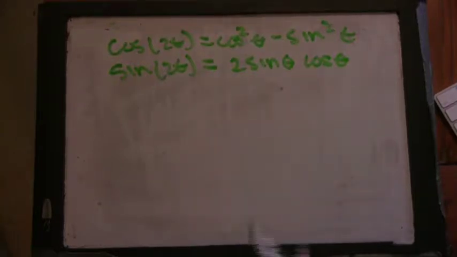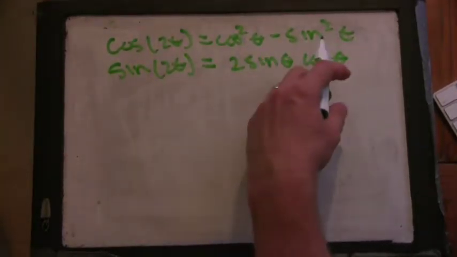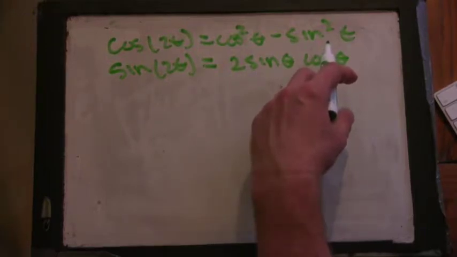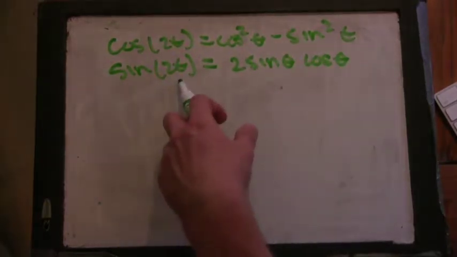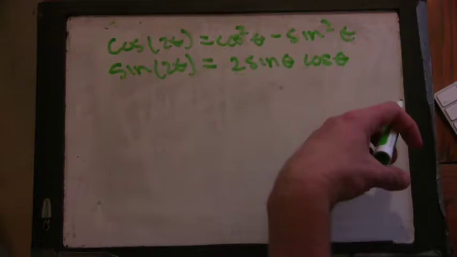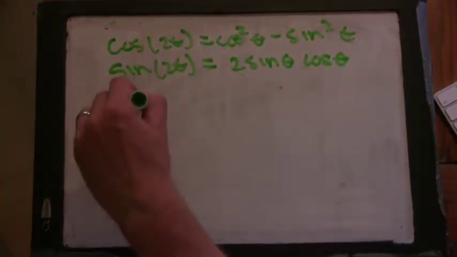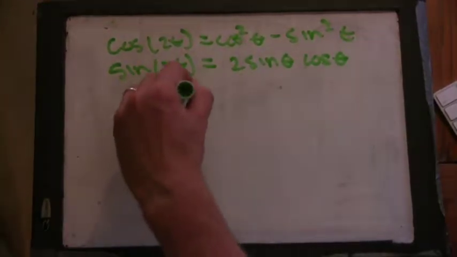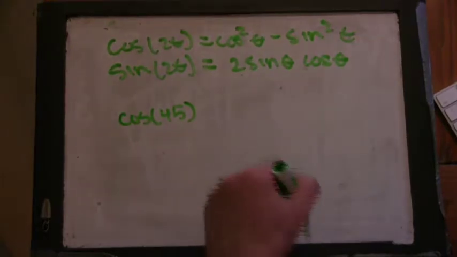Okay, so here's our two formulas. Cosine of 2 theta is cosine squared minus sine squared, and that comes from the a squared minus b squared. And the sine of 2 theta is 2 sine theta cosine theta. Well, you already know a couple angles. What's cosine of 45 degrees, or pi over 4? Root 2 over 2.